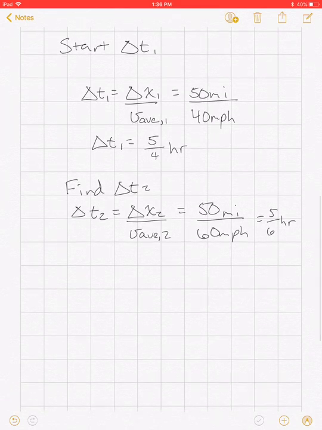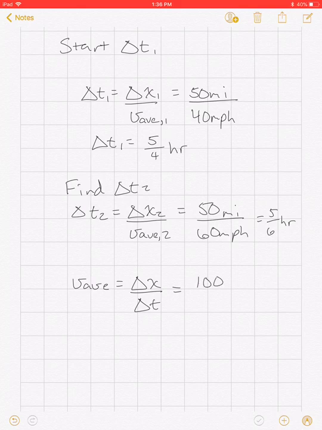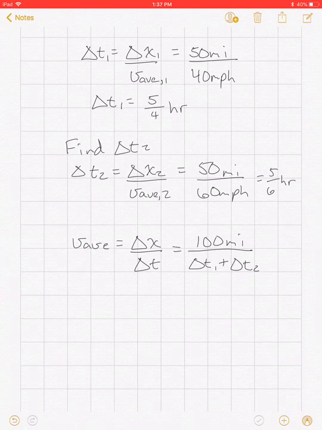Okay, so now we can find the average velocity for the whole trip, and that's going to be the total distance divided by the total time. Well, the total distance we know is 100 miles, and we're going to sum our times from both of these. So we're going to have 100 miles over 5/4 hours plus 5/6 hours, right?